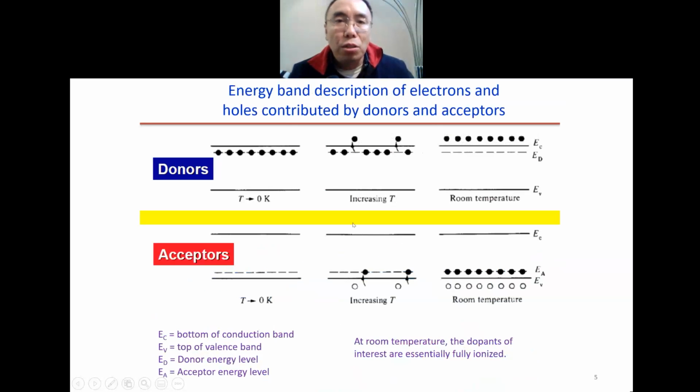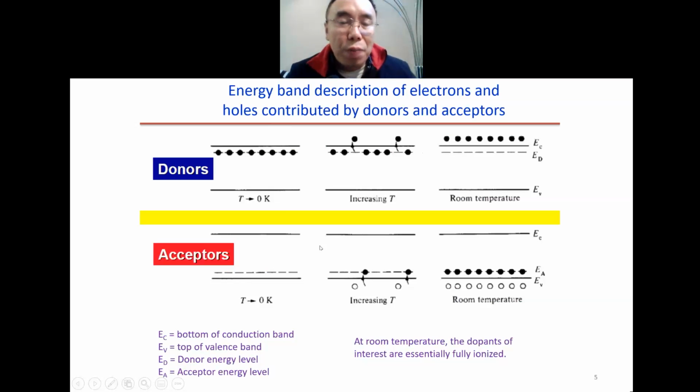So now we can also look at the doping from the point of view of the energy band. Here is the conduction band and the valence band. This is the dopant energy level. ED is the donor energy level. EA is the acceptor energy level.